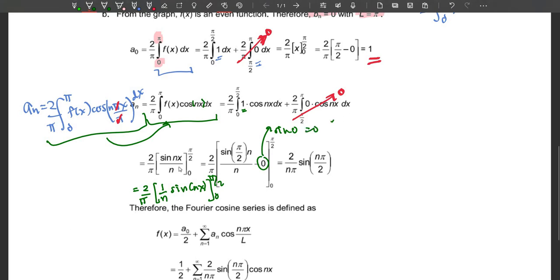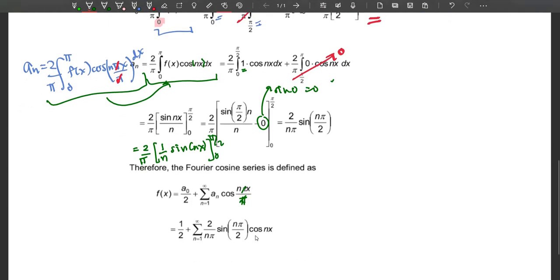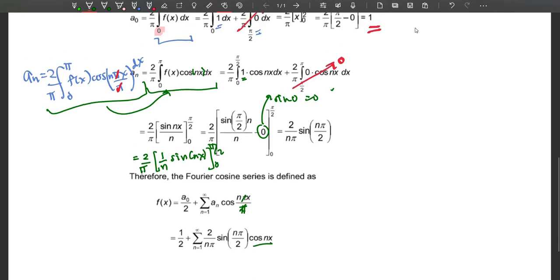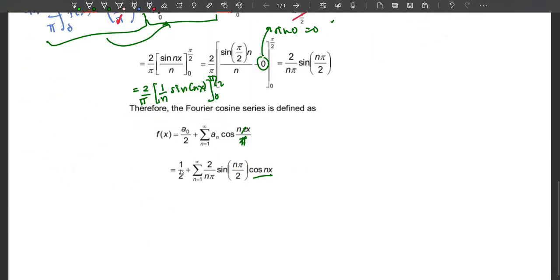Therefore, the Fourier cosine series is defined as f(x) equal to A0 over 2 plus the summation from n equal to 1 to infinity of An cos(n pi x over L). So L is actually pi, so cancelling pi by simplifying, we have here cos nx. Just substitute the A0 that we obtained earlier, which is equal to 1. So here it is 1 over 2, A0 over 2, plus the summation from n equal to 1 to infinity. Just substitute the An that we have obtained earlier.